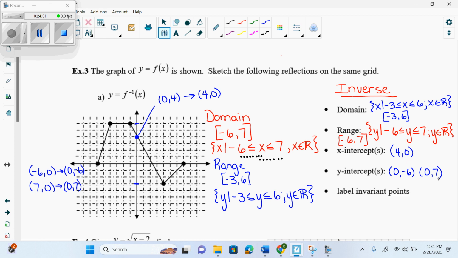And then I have to label the invariant point. Do I need to draw the graph so that I can find out where they intersect and sketch it that way? No. I can just go through 0, 0, 1, 1, 2, 2, 3, 3, this way. This way. That's my y equals x line, and it crosses here. So that's my invariant point. So you see how I didn't draw the new graph at all, and I still got all the information? All right.